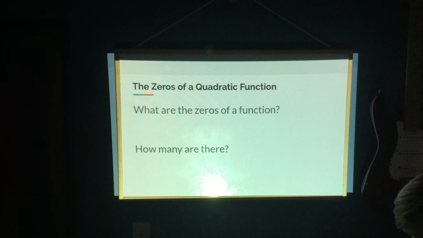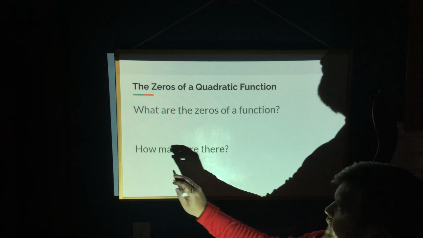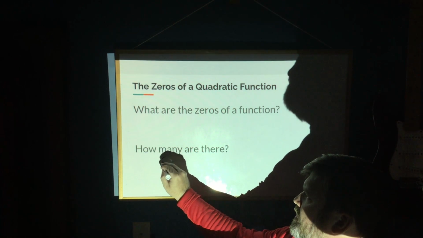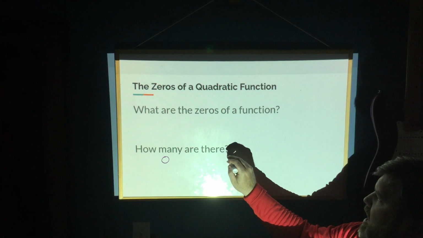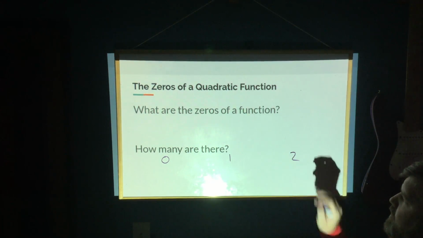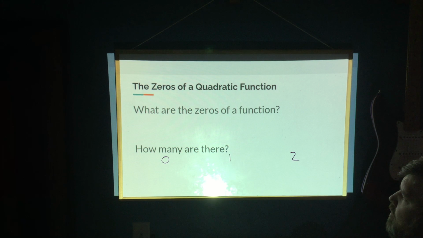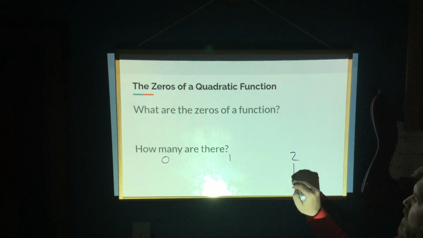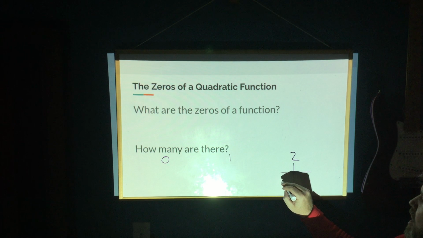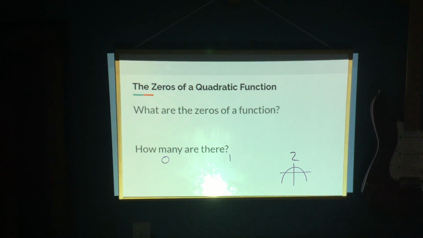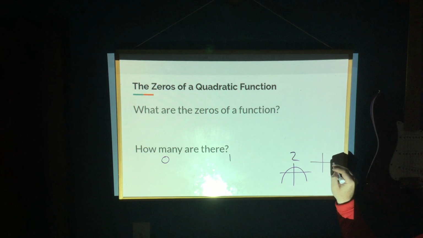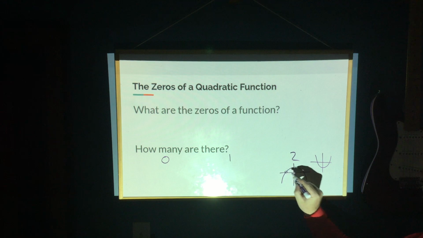When you have a quadratic function, and this sounds weird to say, you can have 0 zeros, you can have 1 zero, or you can have 2 zeros. All right, we'll start with 2. The way you have 2 zeros is you cross the x-axis twice. And it can be one that opens up as well. It doesn't matter whether it opens up or down. But right here, the y value is 0. So whatever those x values are, that would be the zeros of the function.